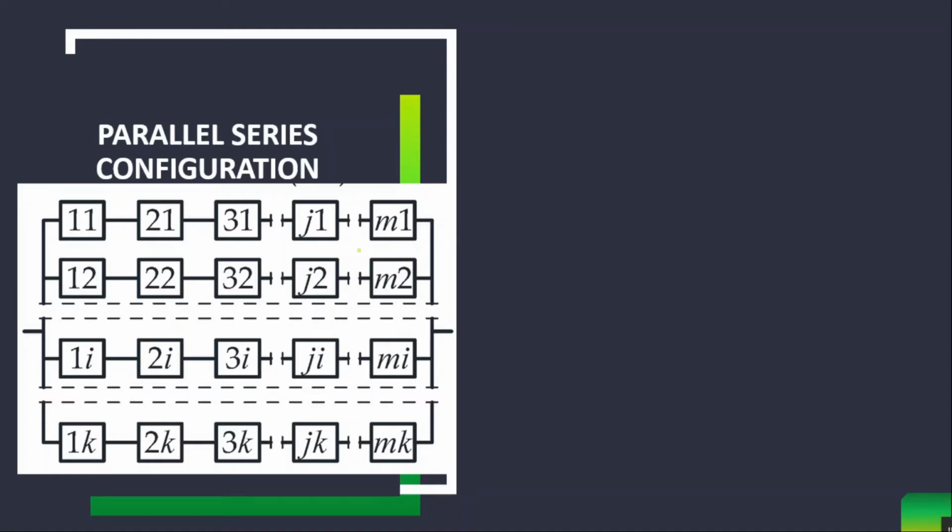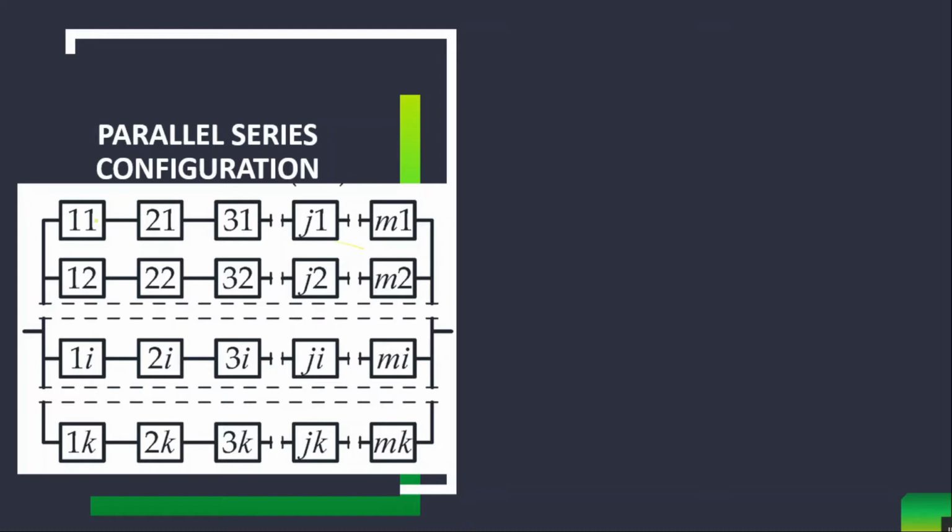So here we have k parallel paths. This one is the first parallel path, and this one is the second parallel path. Then we have the ith parallel path, then we have the kth parallel path. In each parallel path we have 1, 2, 3, etc., j, m. M elements are there in each parallel path. So please note this one is a general representation.